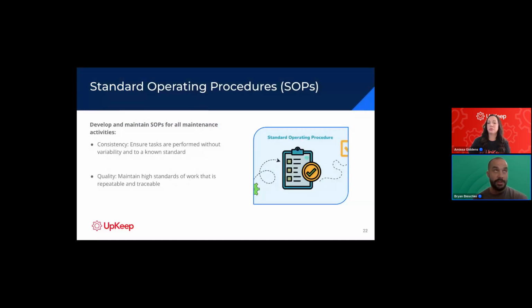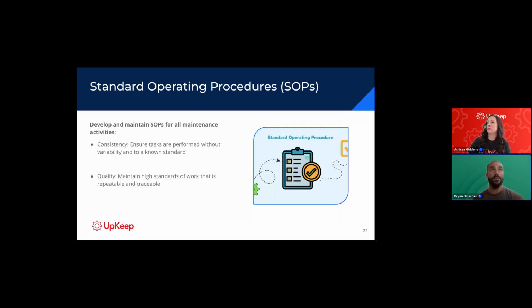Standard operating procedures, SOPs. Okay, I don't like telling people what to do, right? But you really should try to, at least for your preventive work, make standard operating procedures for that work. The work that is routinely done, we should have standard operating procedures for those things, SOPs.